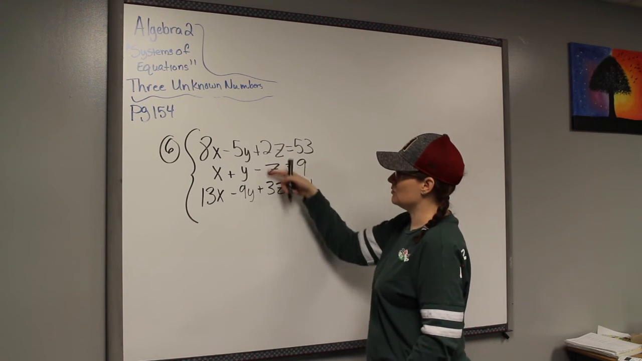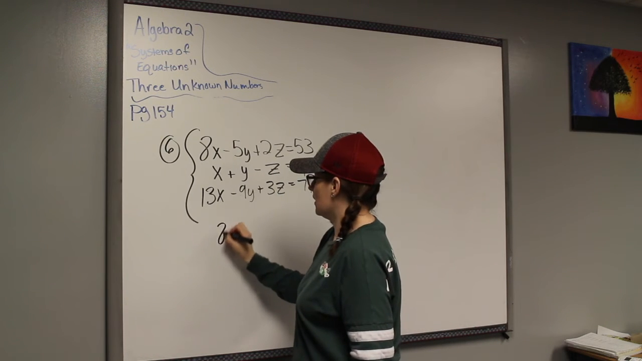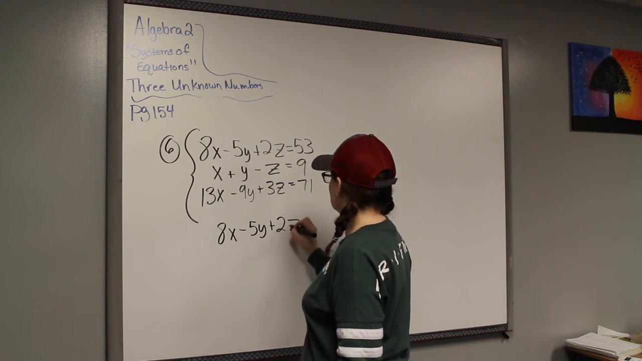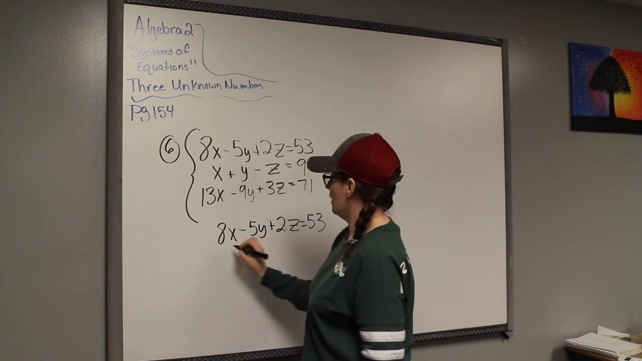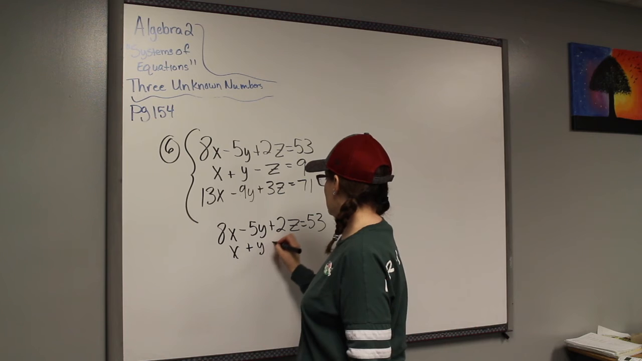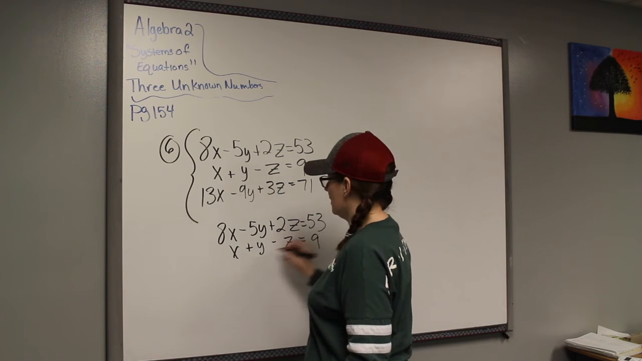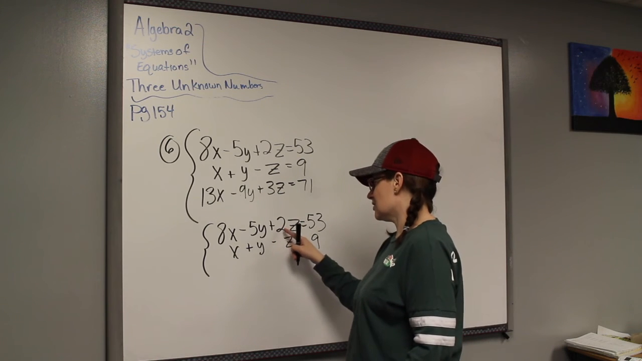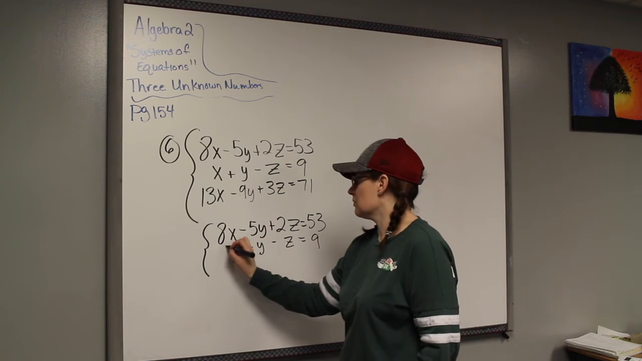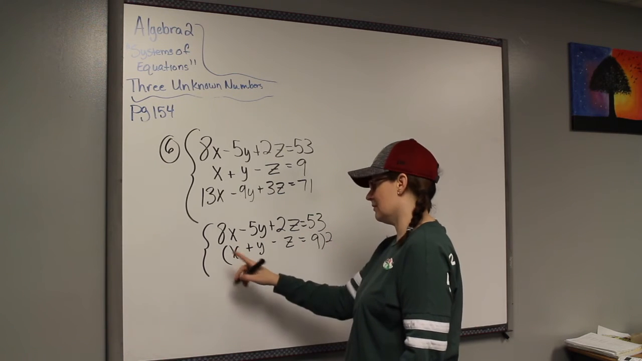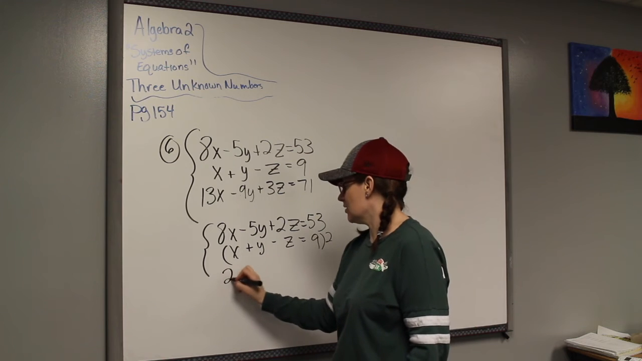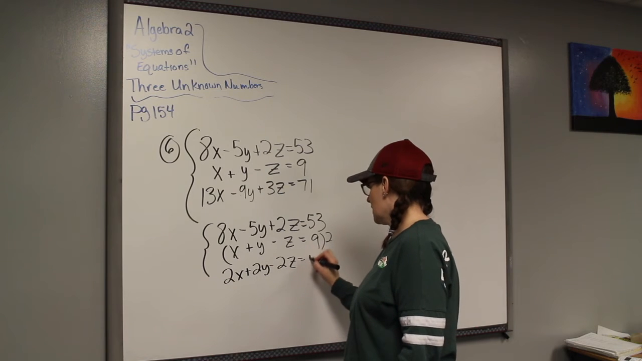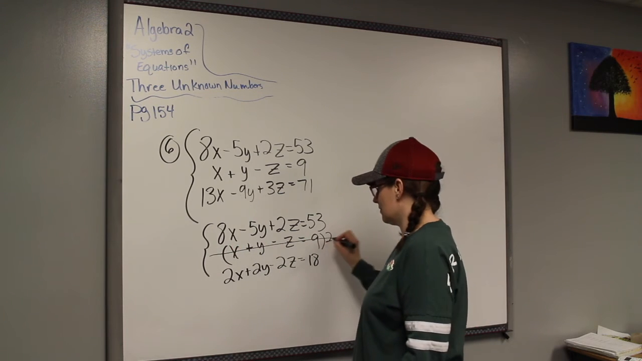In the first one, I'm going to use the first 2 equations. So I will write 8x minus 5y plus 2z equals 53, and x plus y minus z equals 9. And now I'm going to use these to get rid of z. So this one is a 2, and I need this one to be a 2, so I'm going to multiply this bottom equation by 2. And remember, you multiply everything. So that's going to give me 2x plus 2y minus 2z equals 18. And I'll cross that one out because I'm not using it.